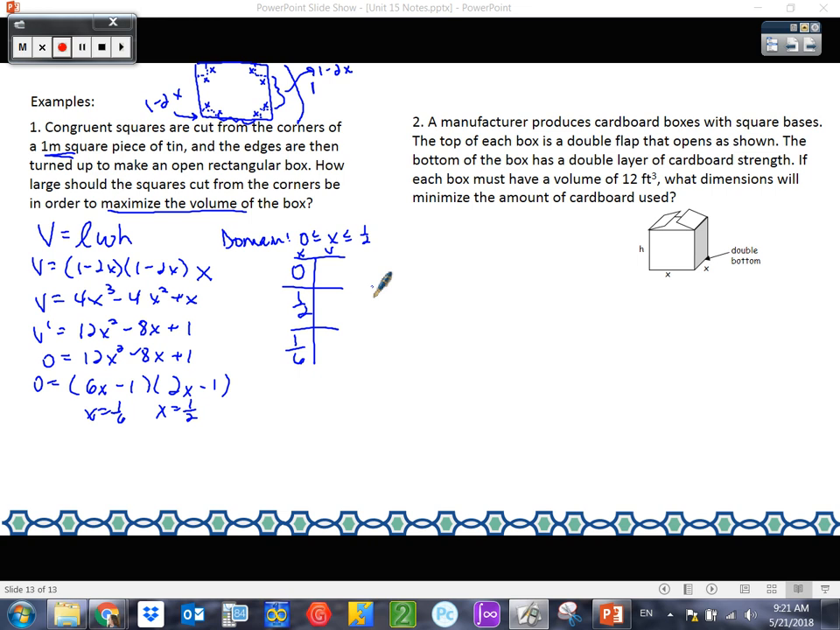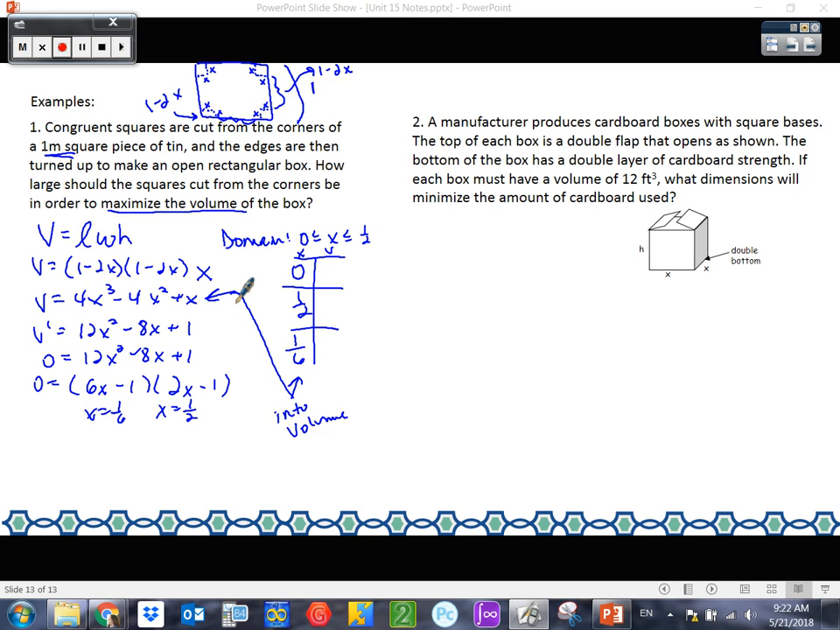It makes sense. I'm going to test the endpoints, I'm going to test my zeros from the derivative and my undefineds from the derivative, and that's how I'm going to determine who is the biggest value and who is the smallest value. So it's the volume that we're maximizing. We're going to plug these numbers back into our volume equation and see who is the winner.